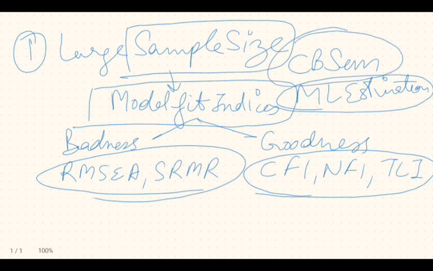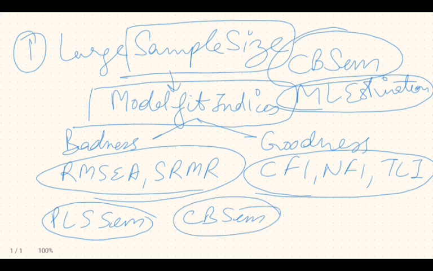In PLS-SEM, the sample size and normality assumptions do not hold to that strict extent as in CBSEM. So PLS-SEM has some relaxations on the assumptions of sample size and normal data. In case you have a small sample size, you can go for multiple linear regression if you have a single dependent variable, and if you have more than one dependent variable, you can go for multivariate regression.